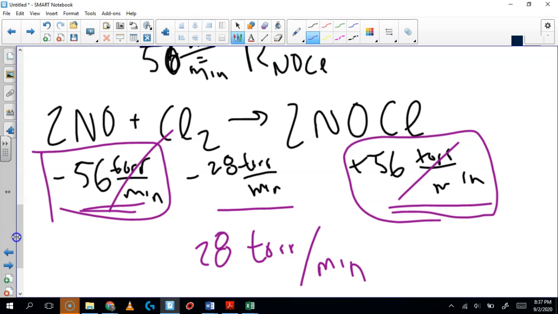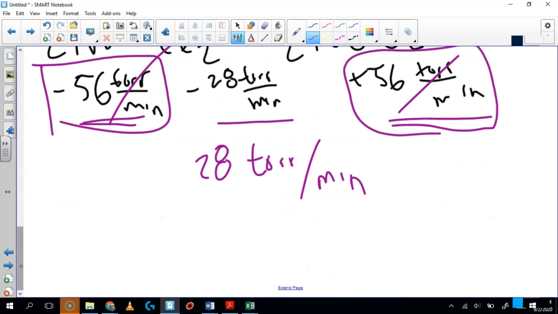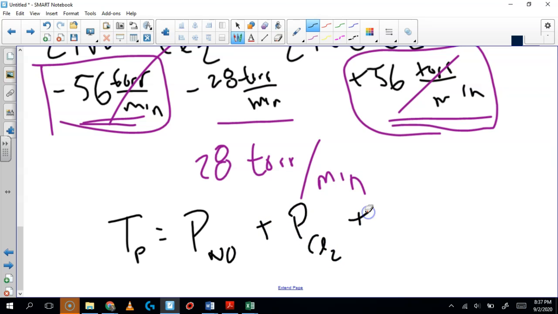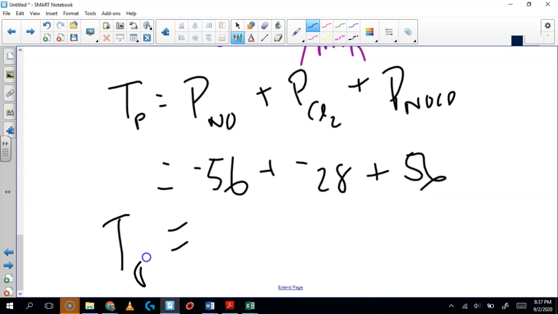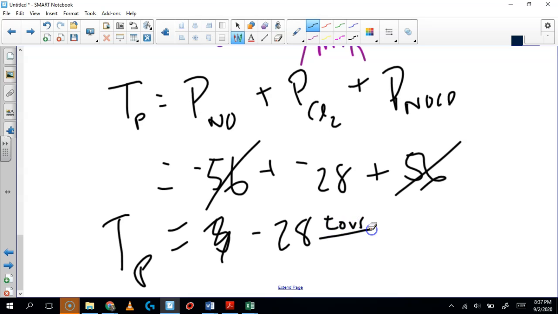Or, if you prefer, you can do this mathematically instead of analytically. The total pressure is going to equal the pressure of the NO plus the pressure of the Cl2 plus the pressure of the NOCl. That's the law of partial pressures. So that's going to equal negative 56 plus negative 28 plus 56. When you do that, the total pressure change is going to be negative 28 torr per minute.